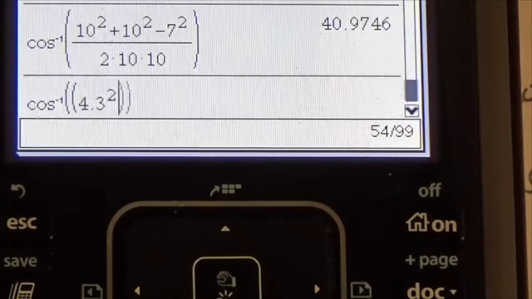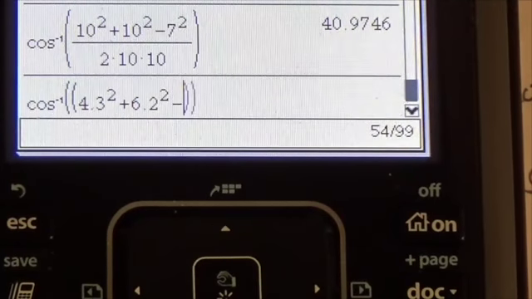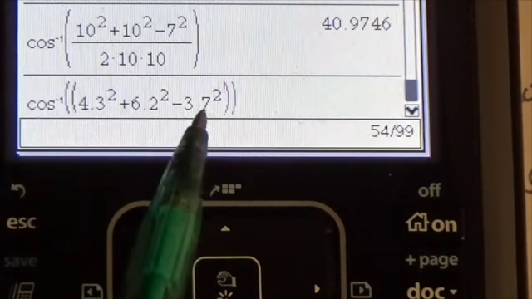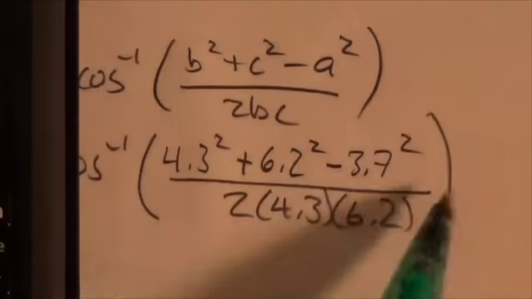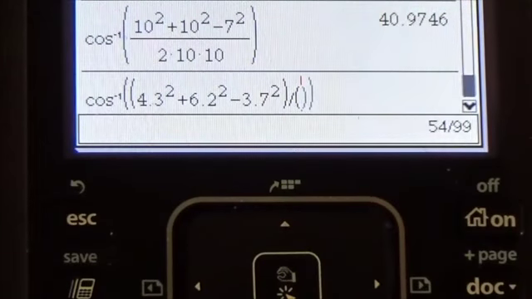So 4.3 squared plus 6.2 squared minus 3.7 squared. But that's all in a set of brackets, all on its own. I move out of the brackets, divided by, I open another set of brackets for the denominator, so that the numerator and the denominator are both in their own independent sets of brackets. And then on here I can go 2 times 4.3 times 6.2.